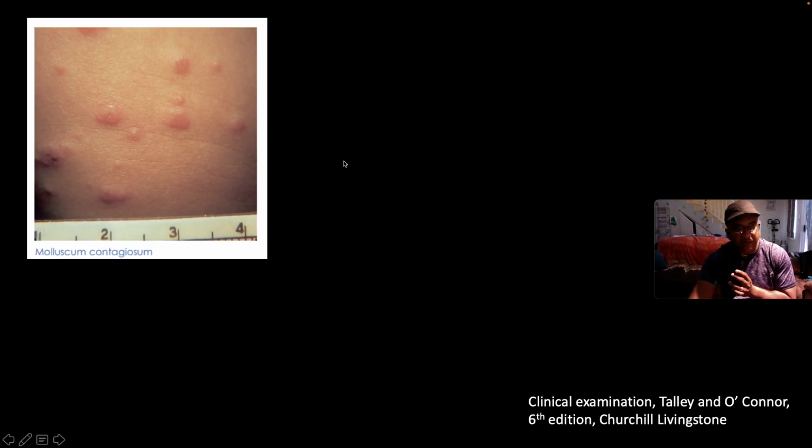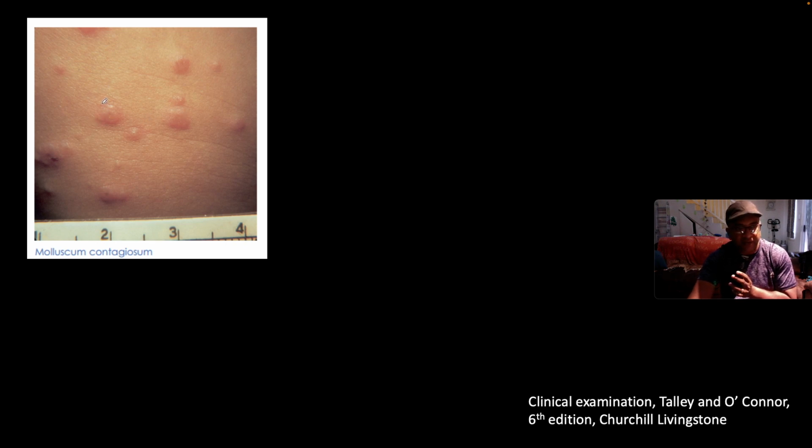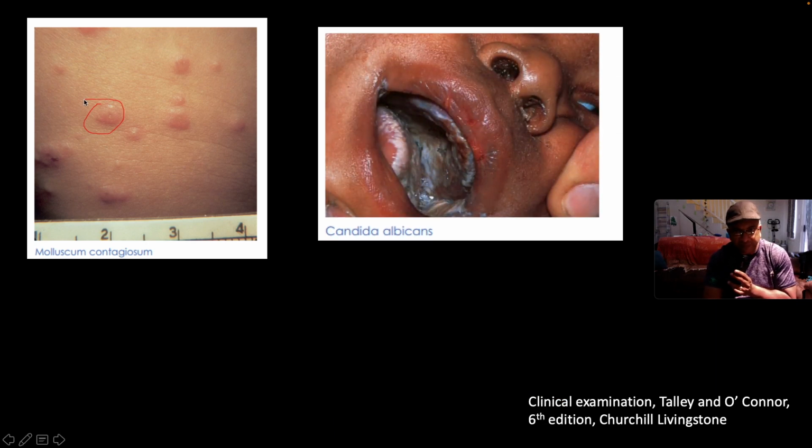Right, this is molluscum contagiosum, our flesh-like lesions, kind of round. A differential for this is skin histoplasmosis, right? And here we have Candida albicans. You can see the white film in the mouth. This is a fungal infection. Usually it happens in patients who are immunosuppressed.